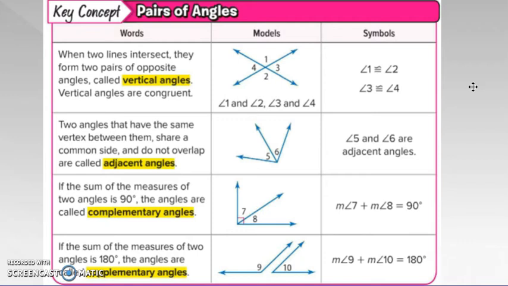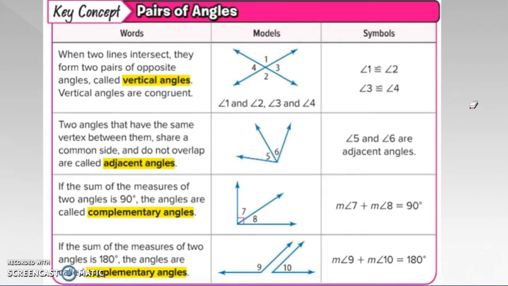The next pair of angles are adjacent angles. Adjacent means next to. With adjacent angles, they actually have to share a side. Angle 5 is right here that I'm highlighting, and angle 6 is right there. If I highlight angle 5, and then I highlight angle 6 in a different color, you will see that they overlap. That side right there that is green is the side that they share. Therefore, that makes them adjacent.